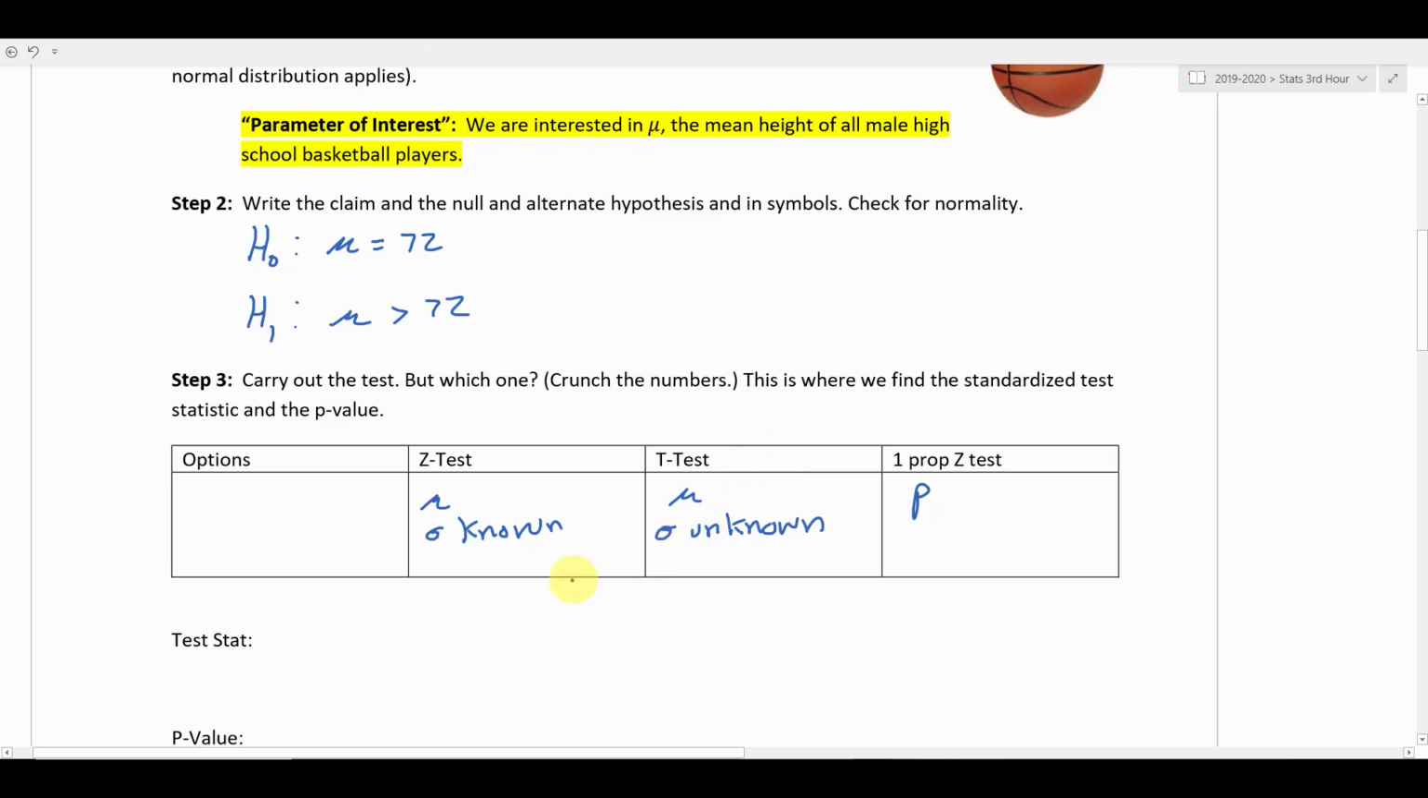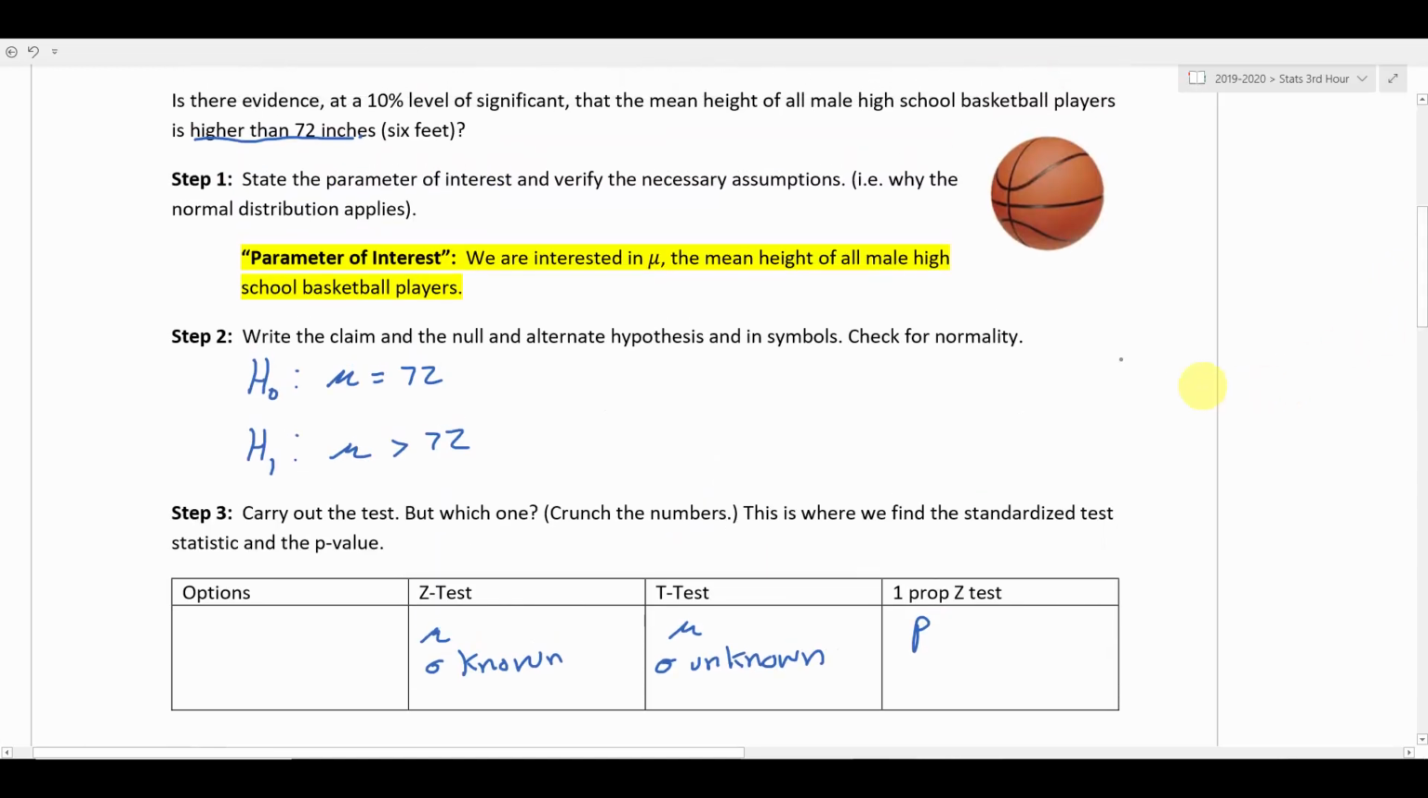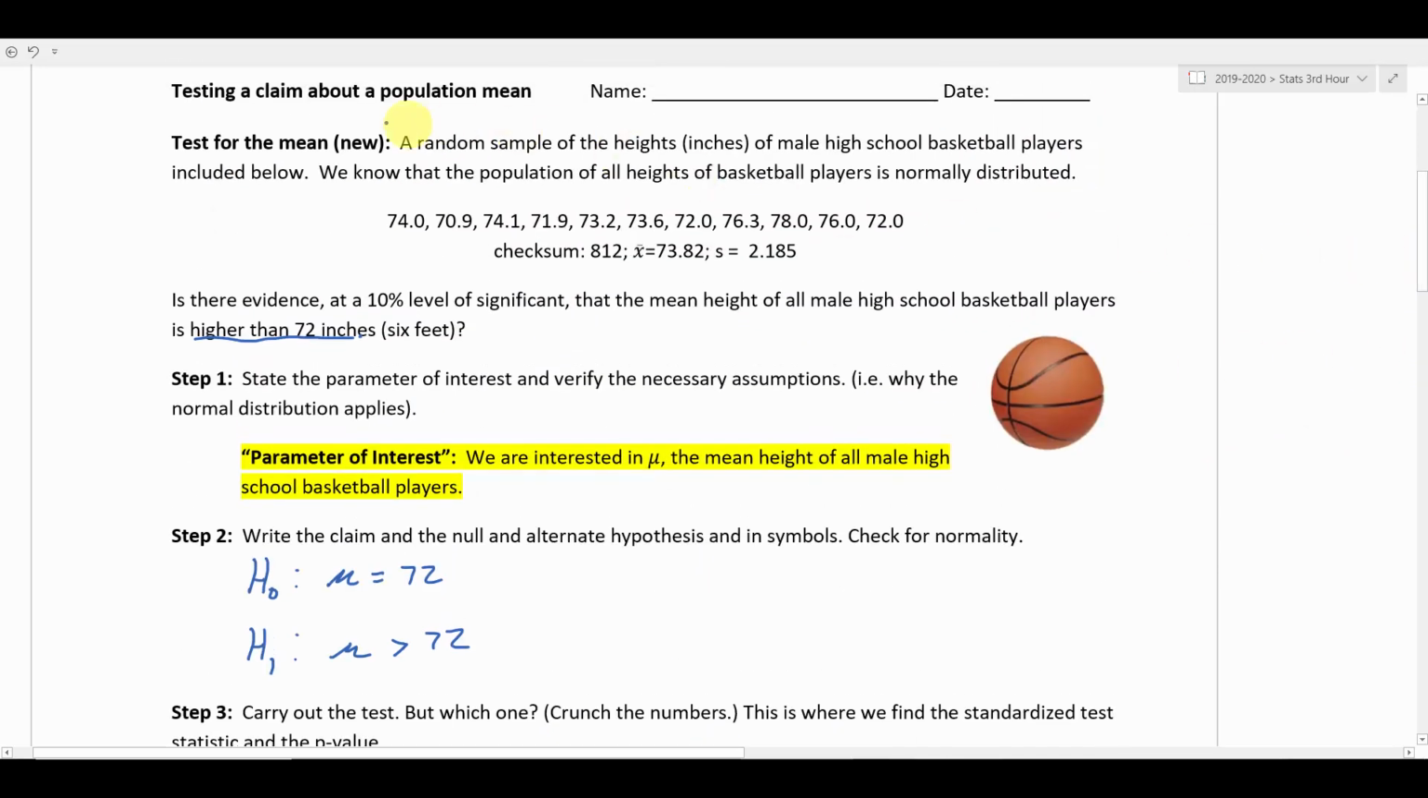Okay, so I need to go back to my problem and see if they gave me any information about a population, specifically a population standard deviation, not a sample standard deviation. I'm looking through this problem, being very careful, making sure they didn't say anything about a population standard deviation. They did tell me about the population shape here, and I'm looking at the numbers. This is a population mean or a sample mean, and this is a sample standard deviation, but not a population standard deviation. And they didn't say anything about it here.